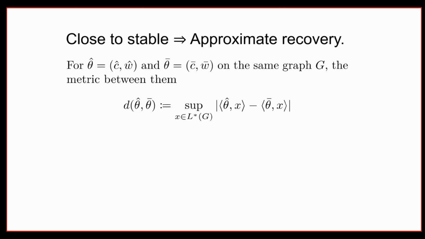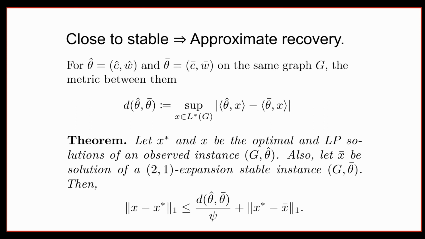So here, for every theta, which is the node cost and edge weights, we are defining this distance function between theta hat and theta bar, which is the supremum over all x in that polytope of the difference in the objective function. This inner product of theta hat and x is just the objective function. So you're looking at all possible x and seeing how much the objective function can differ. This is some notion of distance between these two instances.